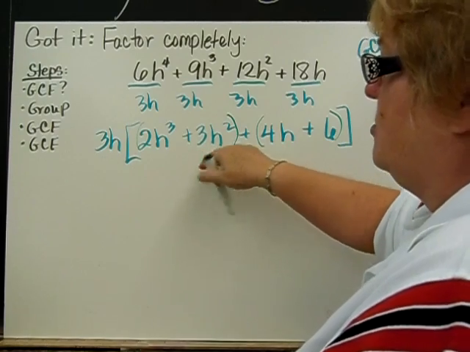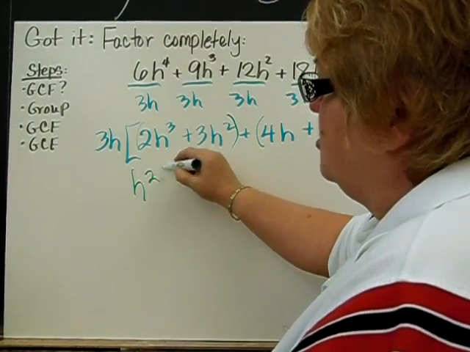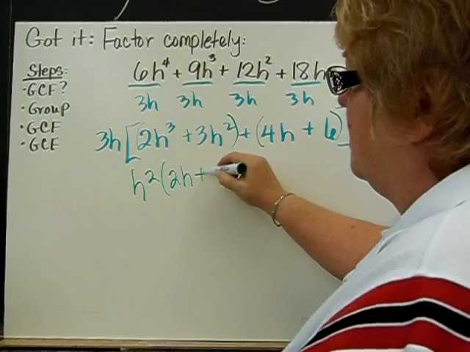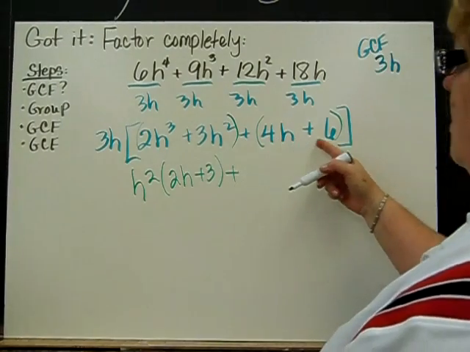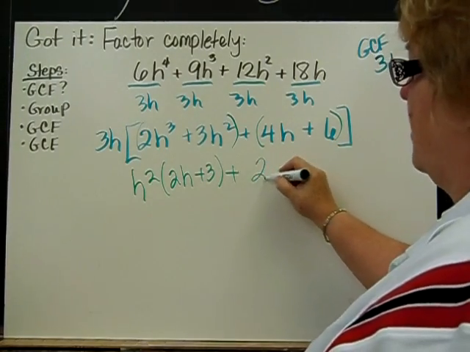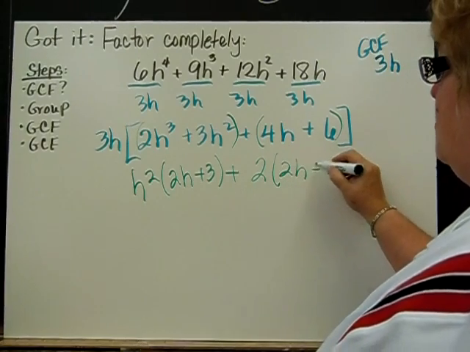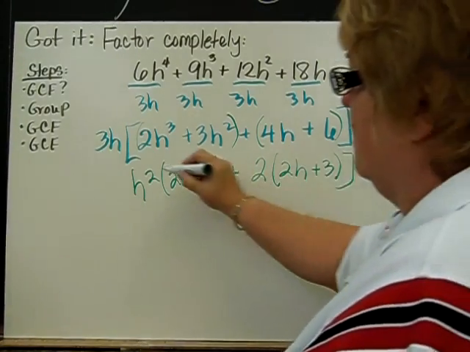Well, between these 2 terms, the greatest common factor would be an h squared, and that would leave us a 2h plus 3. With 4 and 6, the greatest common factor would be 2, which would leave us a 2h plus 3.